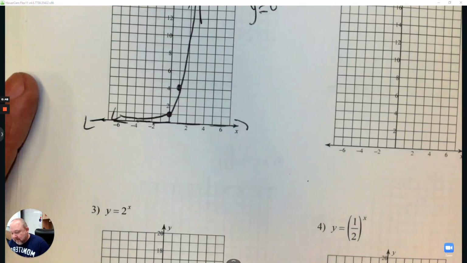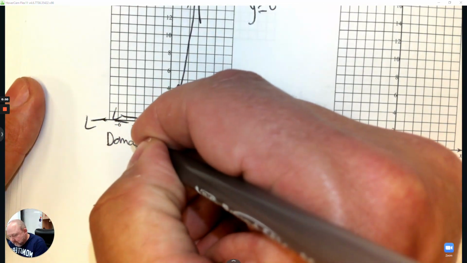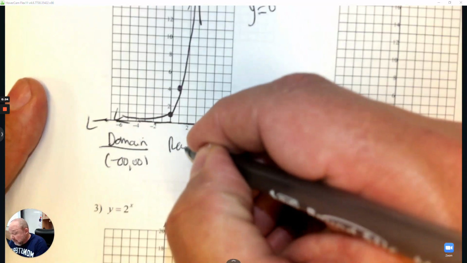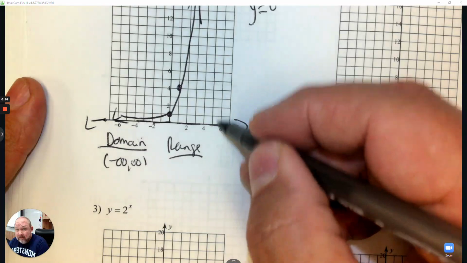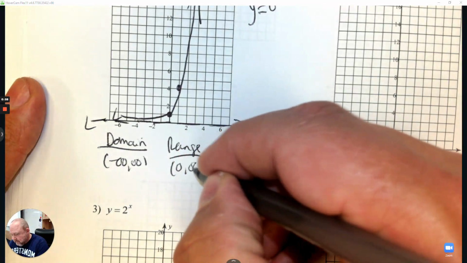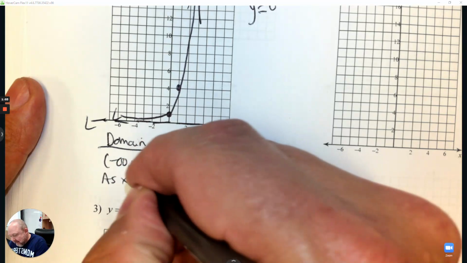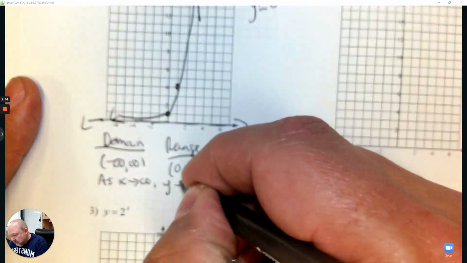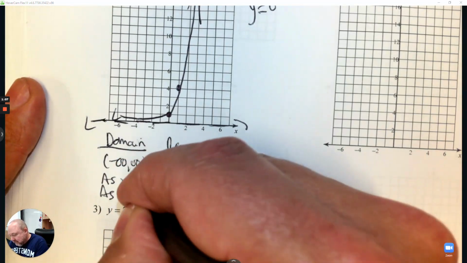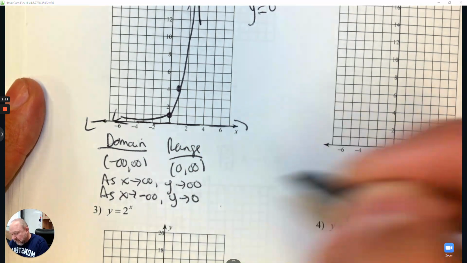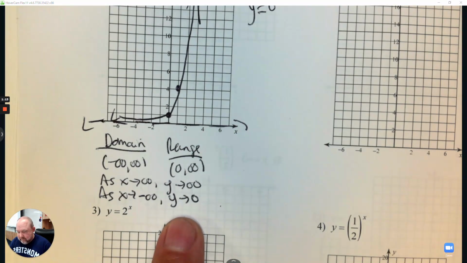Next, underneath, I'm going to write down the domain. That's always all real numbers. I'm going to write down the range. That's the bottom to the top, so that's 0 to infinity. And then the end behavior. So as x approaches infinity, the right end goes up. As x approaches negative infinity, the left end goes to the asymptote, which is 0.